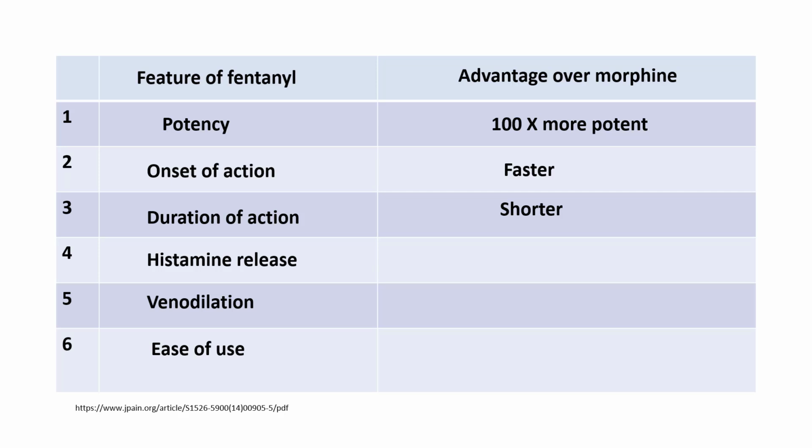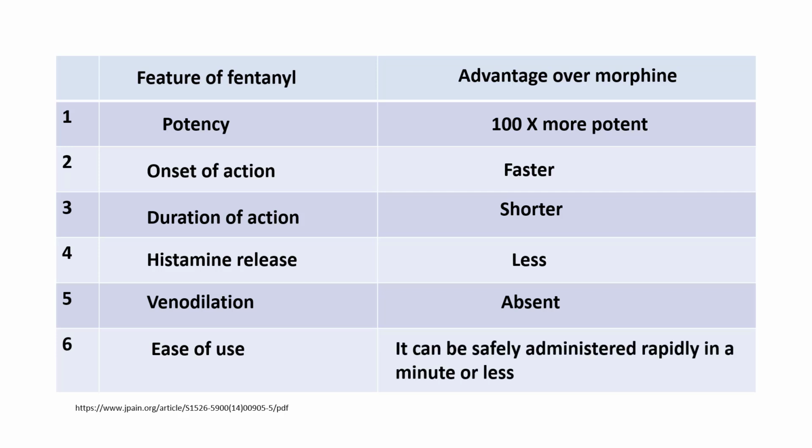Also, fentanyl, when compared to morphine, does not produce a large release of histamine, and therefore the associated features such as urticaria, the chances for anaphylaxis, fall in blood pressure is less with fentanyl. Venodilatation is less with fentanyl, and it is easy to use. It can be safely administered rapidly in a minute or less.